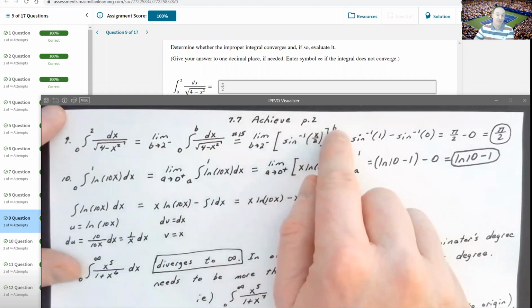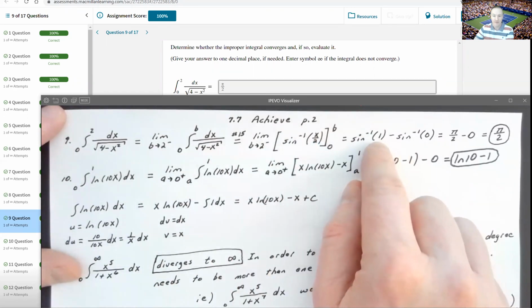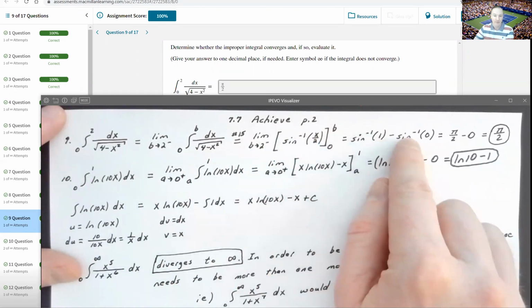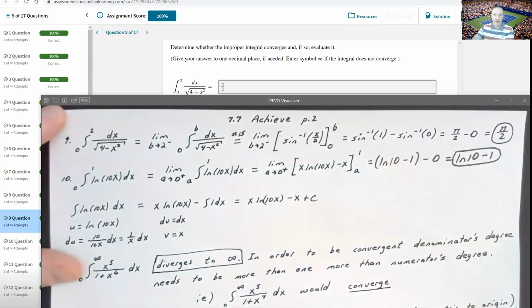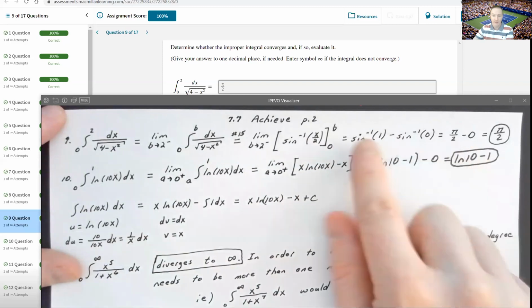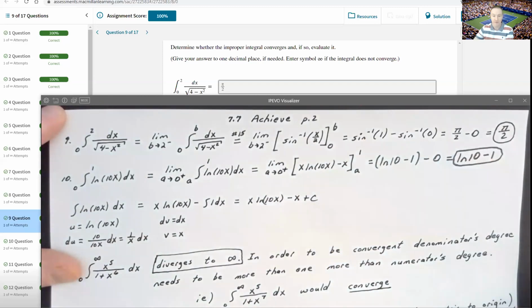So now, when I plug in that value of b, which is approaching 2 from the left, that's the inverse sine of 2 over 2, which just gives me the inverse sine of 1. My lower limit is going to be the inverse sine of 0. I know the sine function is 1 at pi over 2, and I know the sine function is 0 at an angle of 0. So inverse sine of 1 is pi over 2, inverse sine of 0 is 0. I just get my answer of pi over 2 here. Piece of cake.